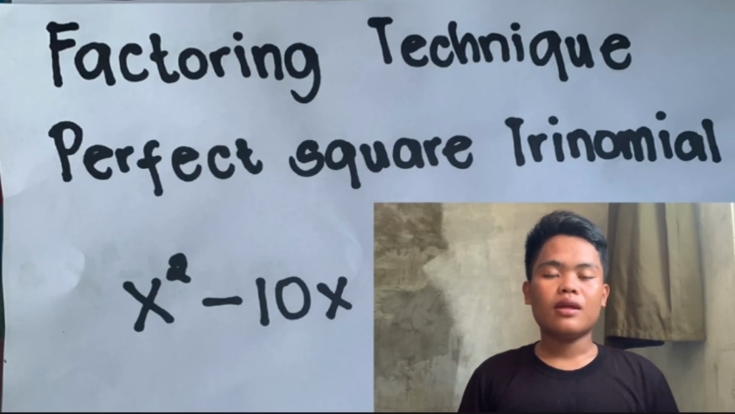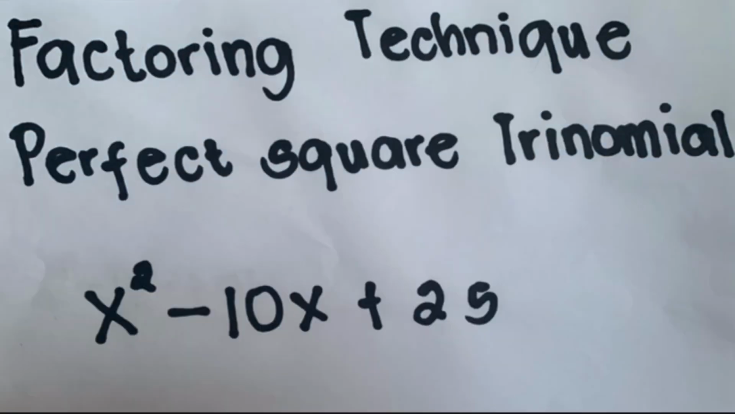So in today's video, we will talk about a factoring technique wherein our focus is on how to factor a perfect square trinomial. We have the example here, x squared minus 10x plus 25. This is one of the examples of a perfect trinomial. It is easy to identify a perfect trinomial by checking the first term and the last term, but it is not always like that, okay?